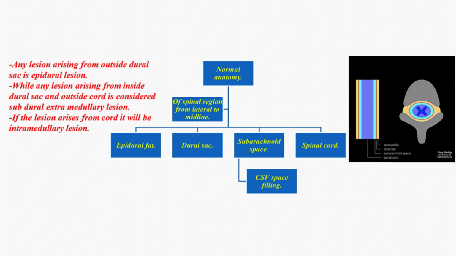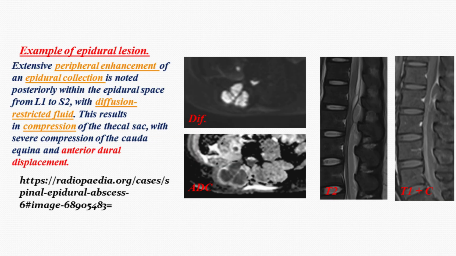Normal anatomy of the spinal region from lateral to midline. It is formed from epidural fat, dural sac, subarachnoid space, which is cerebrospinal fluid space filling, in addition to the spinal cord. Any lesion arising from outside the dural sac is an epidural lesion, while any lesion arising from inside the dural sac and outside the cord is considered a subdural extramedullary lesion. And if the lesion arises from the cord, it will be an intramedullary lesion.